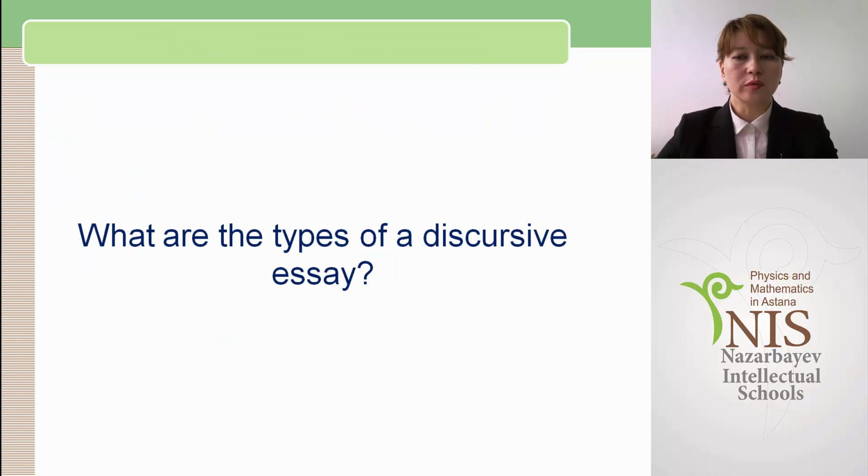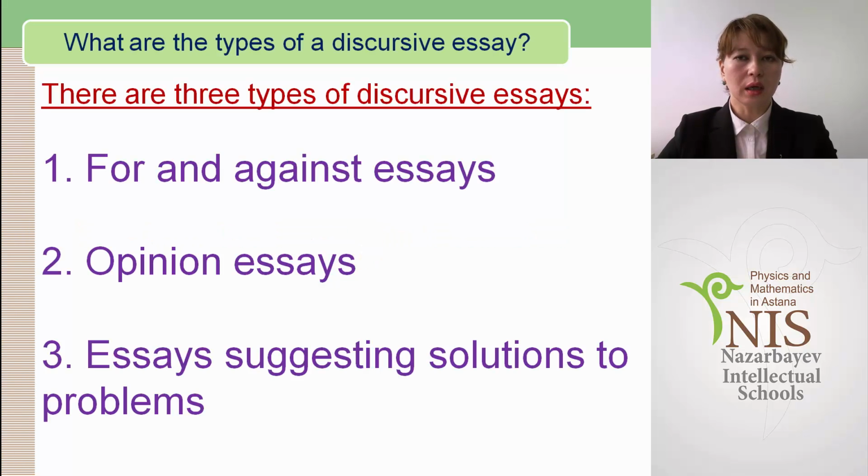What are the types of a discursive essay? As you may know, there are three types of a discursive essay. It is for and against essays, opinion essays, essays for suggestion solutions to problems. Now please discuss with your partner what a for and against essay can include and how it should be written, also about the opinion essay and about the essay suggesting solutions to problems.